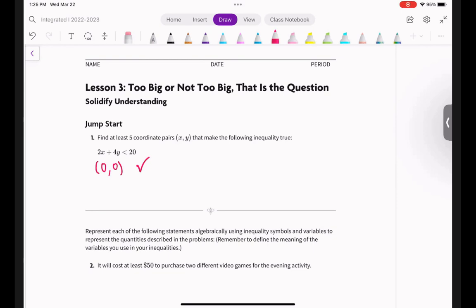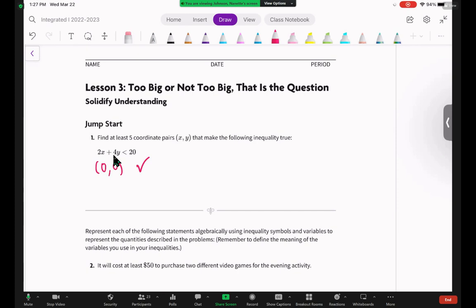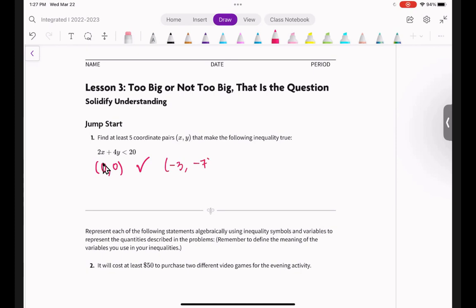So you guys are finding 5 more pairs. Okay, so a bunch of you sent me a bunch of points that you said work. Someone said 1, 1, someone said 1, 2, someone said 2, 1, someone said 2, 2, 3, 2, 2, 3. I'm going to go with negatives because if you want me to be less than 20, negatives will do my job. So I'll go -3, -7. Don't even need to check it.